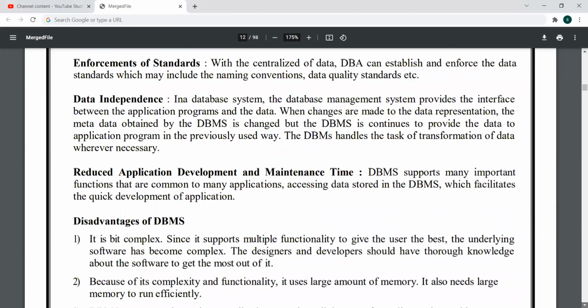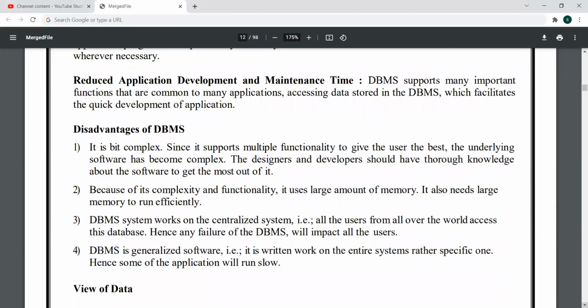Reduced application development and maintenance time. DBMS supports many different functions that are common to many applications. Accessing data stored in the DBMS facilitates the quick development of applications. Disadvantages of DBMS. There are minimal disadvantages of this DBMS.